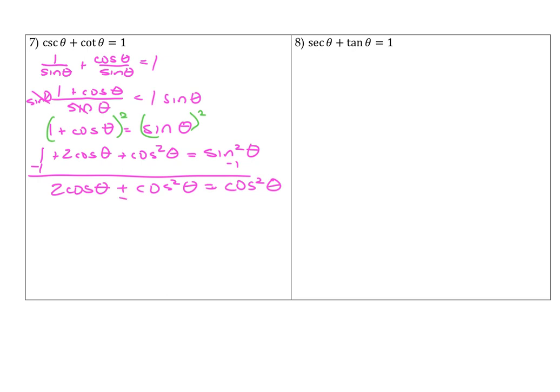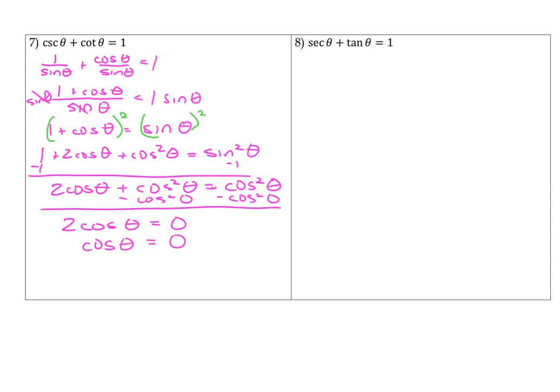Now, when I subtract this cosine squared theta from both sides, I eliminate that square, so I get 2 cosine theta equals 0. Divide by 2, so cosine theta equals 0. I inverse both sides. So cosine is 0, that's the x is 0 up at the top at pi over 2, and down at the bottom at 3 pi over 2 on the unit circle.